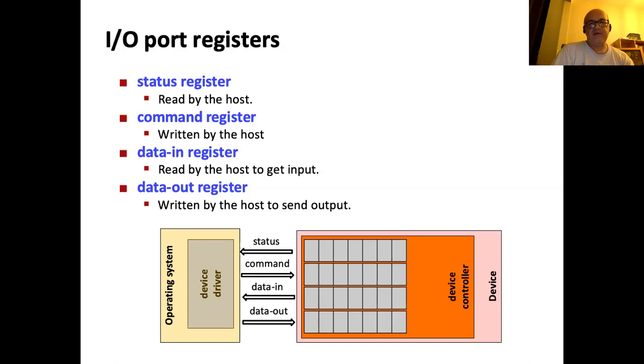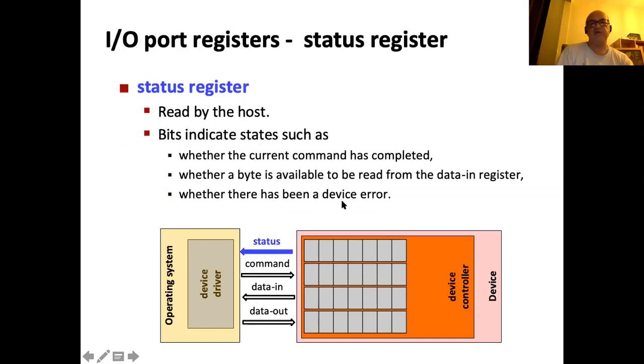So the basic story of I/O: the sequence of I/O is ruled by these four registers. Depending on word size, the register size can be different. We have the status register, whose purpose is to get the status from the device controller. The command register's purpose is to send commands to the device controller. For input, we use another register. For output, we use another register. So basically, those four registers make I/O possible.